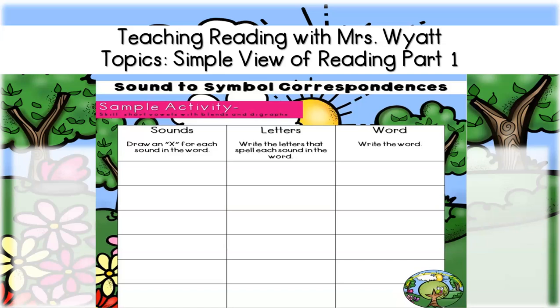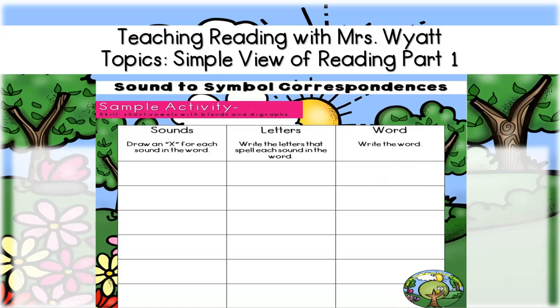All right, and then in this activity, once they've moved to a place where they don't need the pictures anymore, it's the same activity just without the pictures, and you can do more words at this point. So for the sounds, they're going to draw an X for each sound in the word. Then they're going to write the letters that spell each of the sounds. So that is that phoneme grapheme mapping going on right there, which is going to promote orthographic mapping. And that's going to help the brain store these sounds and letter spellings to long-term memory.